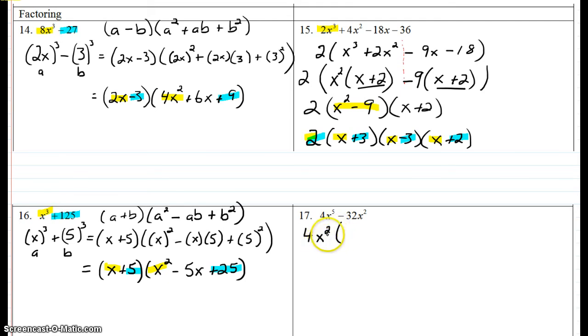And so when I factor this out, I'm left with x cubed. 32 divided by 4 gives me 8. I took the x squared out, and so now I just have x cubed minus 8. So now we have another difference of cubes. So I'm going to rewrite my formula again.